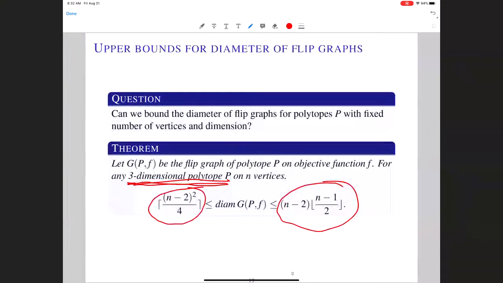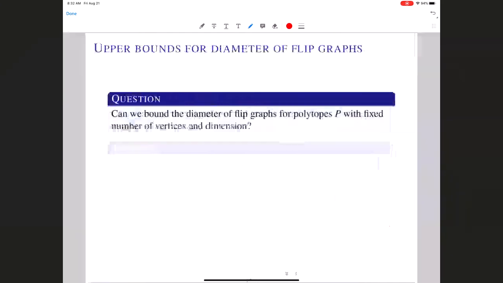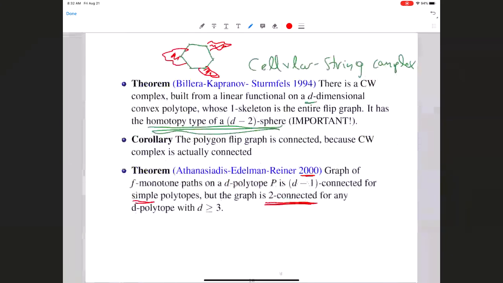It's wide open. So let me tell you a little bit about the ideas of the ingredients of the proof, because I think I mentioned already that there's a polytope behind the flip graphs. So I need to define for you some polytope. Let me remind you what I was saying before: this cellular complex is homotopy equivalent to a sphere, but it's not just a sphere, it's a convex polytope. And I want to introduce that polytope now.